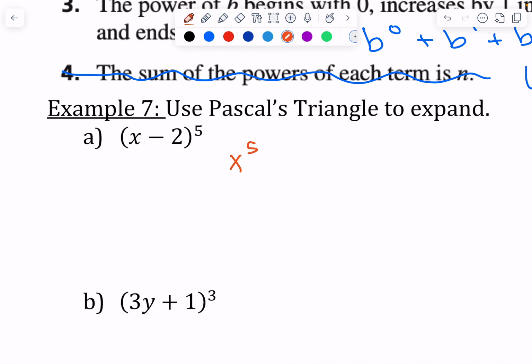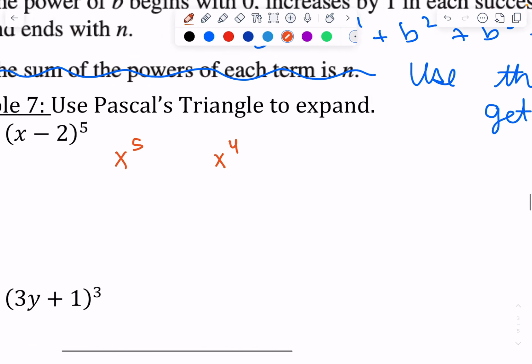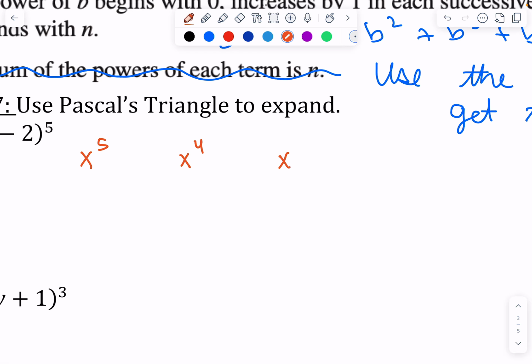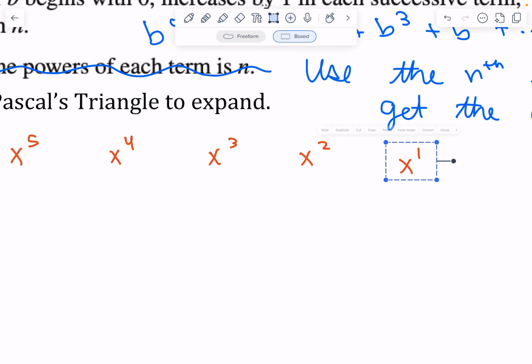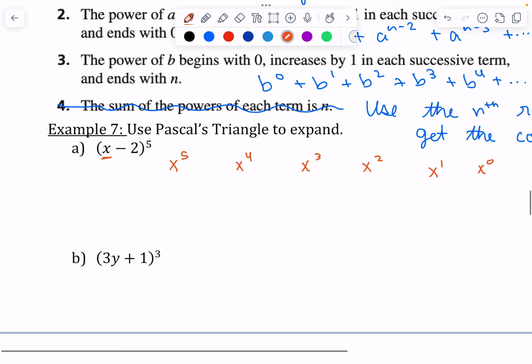So that's x to the 5th, x to the 4th, x to the 3rd, x to the 2nd, x to the 1st, and x to the 0 would come next and would be the last one, okay? Then I do the same thing with the second term in the parentheses, okay? But I do the opposite.